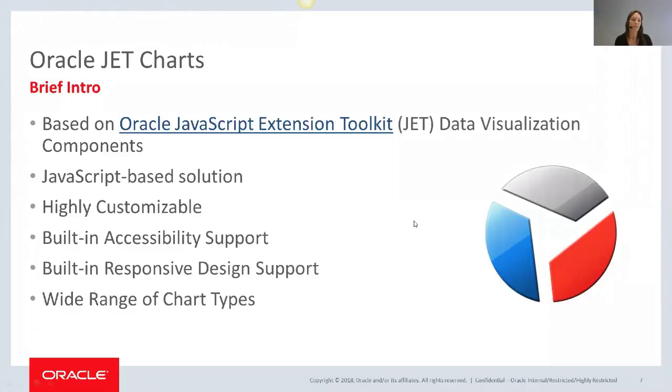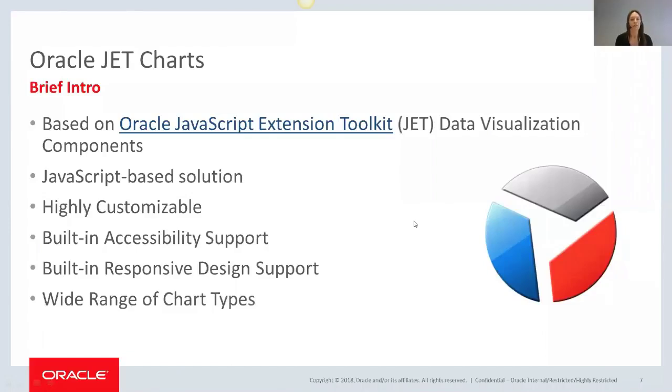Jet itself is geared towards more advanced customers with JavaScript skills. But with that said, as with all of our core components, they are declarative, and in Apex, you don't need to actually know JavaScript in order to utilize these charts. The solution is JavaScript based, taking a JSON object containing the data to render on your chart. It's highly customizable.